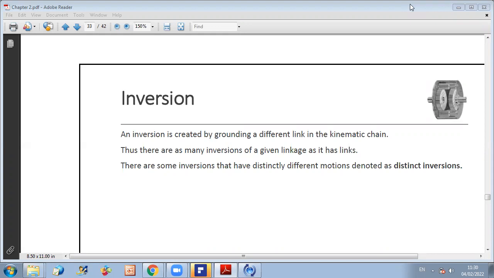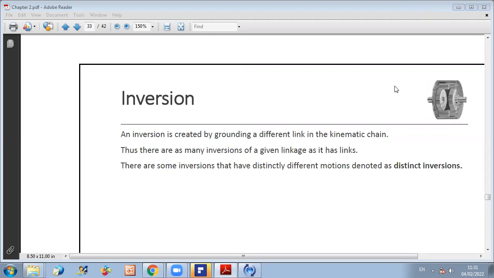So, for example, if you take the example of the 4-bar linkages, you can create 4 inversions by just changing the position of the ground. Okay, and we will see that to define what we call distinct inversions, they should produce different types of motions. So sometimes we can make inversions, but they will not lead to variation in the type of motion. This is why we differentiate what is called distinct inversions. Distinct inversions will allow us to create a new type of motion.